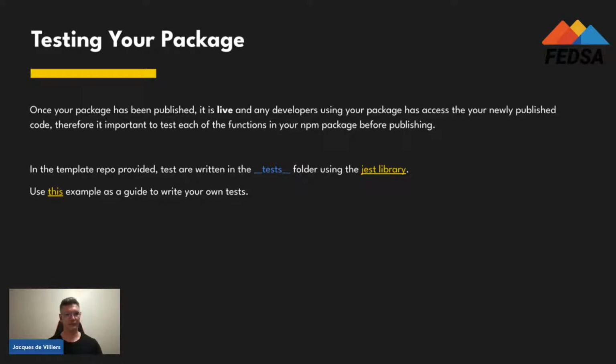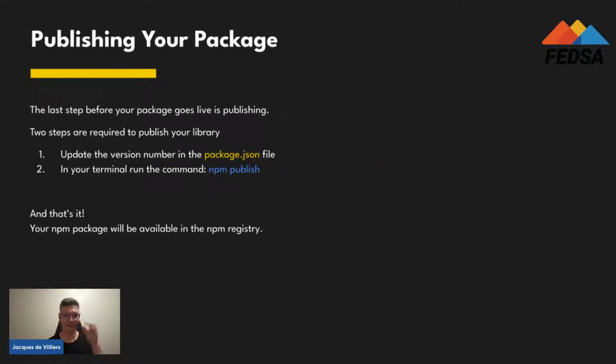Okay, so we've cloned the repository, we've updated the package.json file, we've written all of our own application integrations or our own service integrations, we've tested that our integrations work. Now we're ready to publish our NPM library or our NPM package. So how do we do that? We need to publish our NPM library. This is the last step.